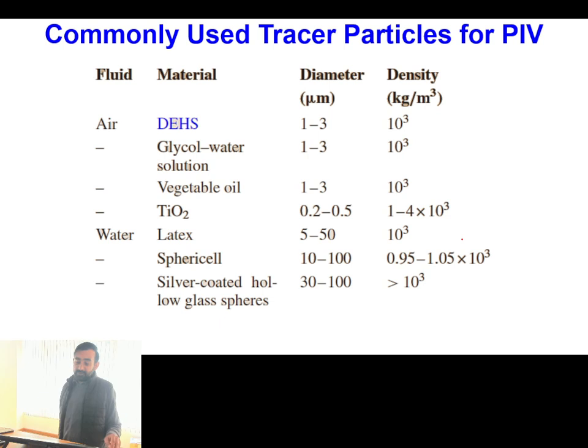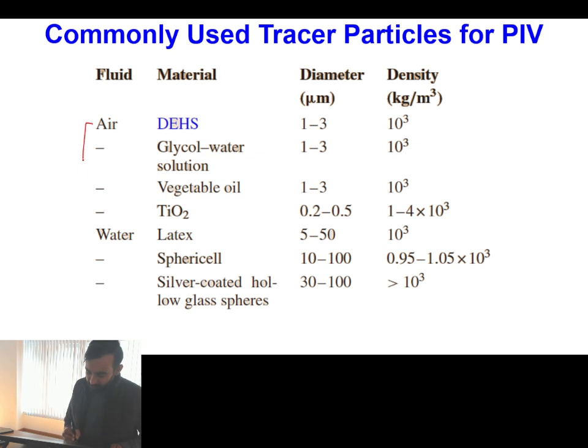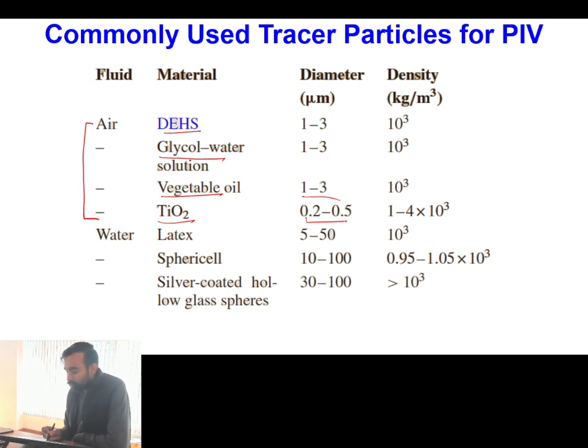These are some of the commonly used tracer particles for PIV. For example, if you are using air, and in the flow of air you have to seed the particle, then you can use DEHS, glycol water solution, vegetable oil, or TiO2 particles. The diameter is typically kept in the range of 1 to 3 micrometer, and for TiO2 particles it is 0.2 to 0.5. And these are the corresponding density values.